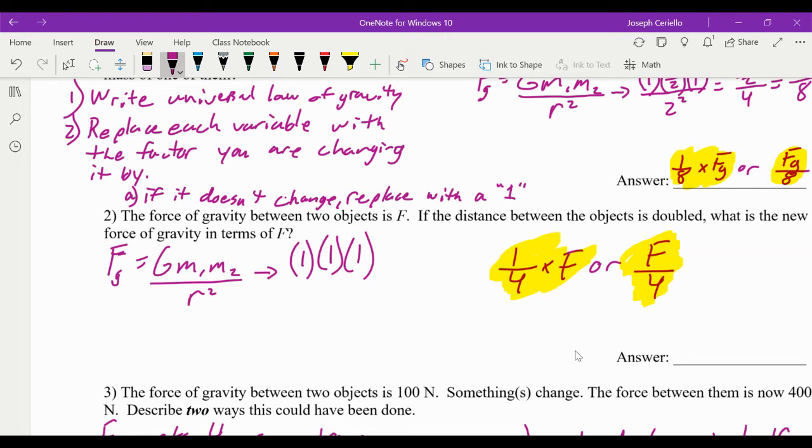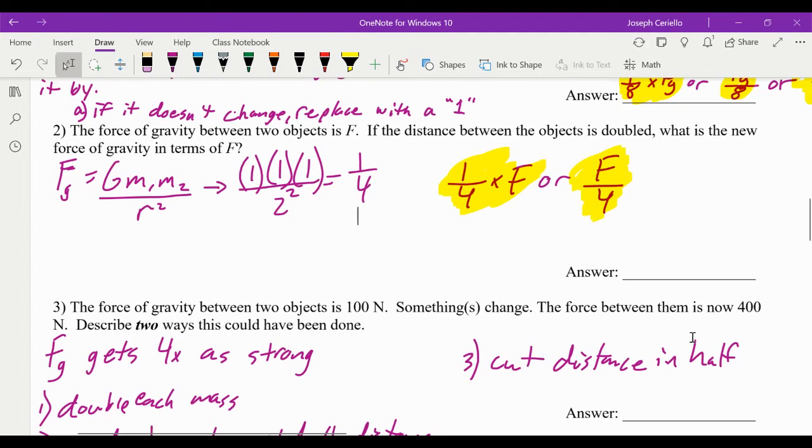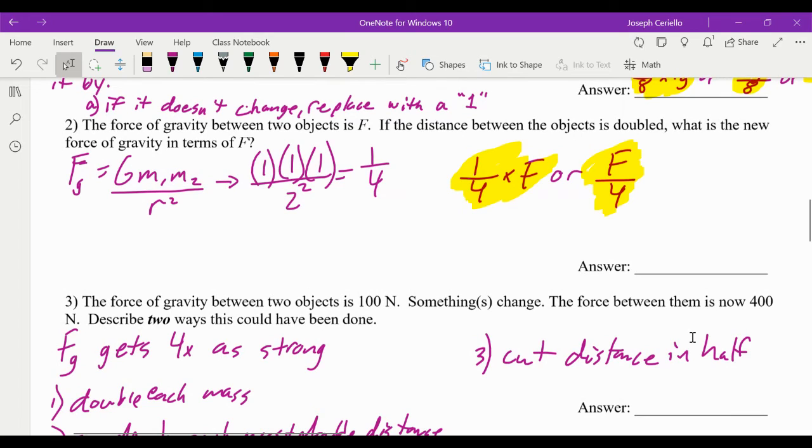Again, those values are not equal to 1. Simply saying they're not changing because 1 times anything is 1. And r squared, let's see, I think you plug in a 2 there because we're doubling it, and we get 1/4. So you get 1/4 of F, or F over 4. Anything like that's fine.